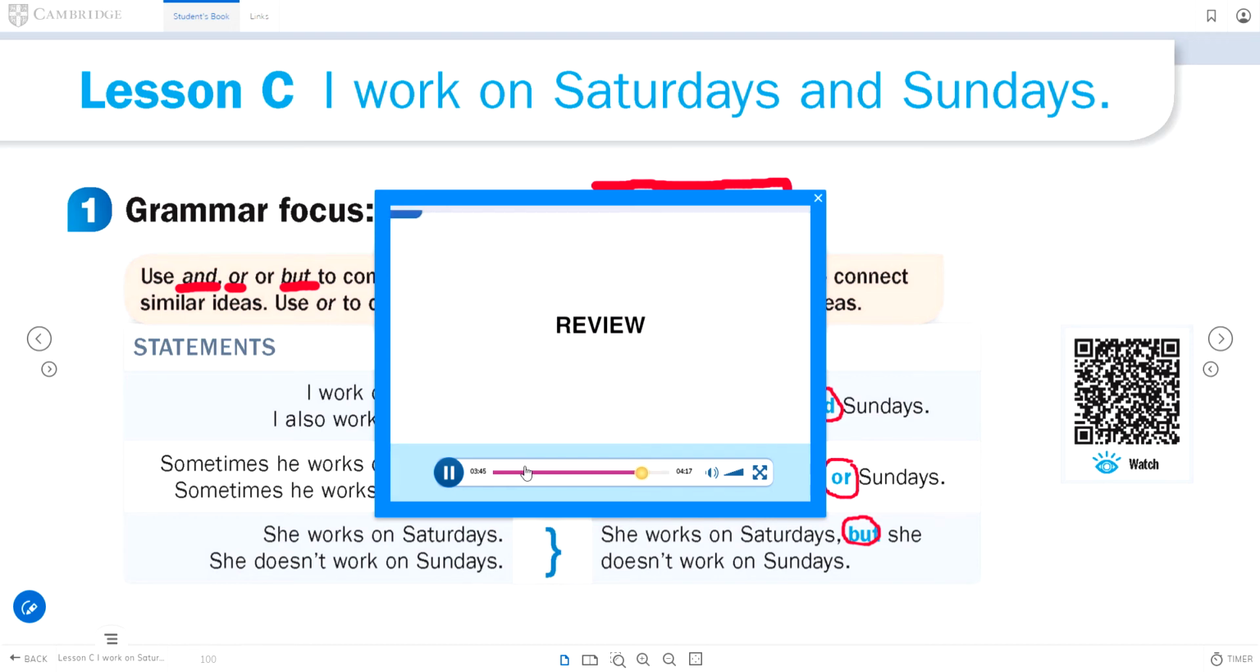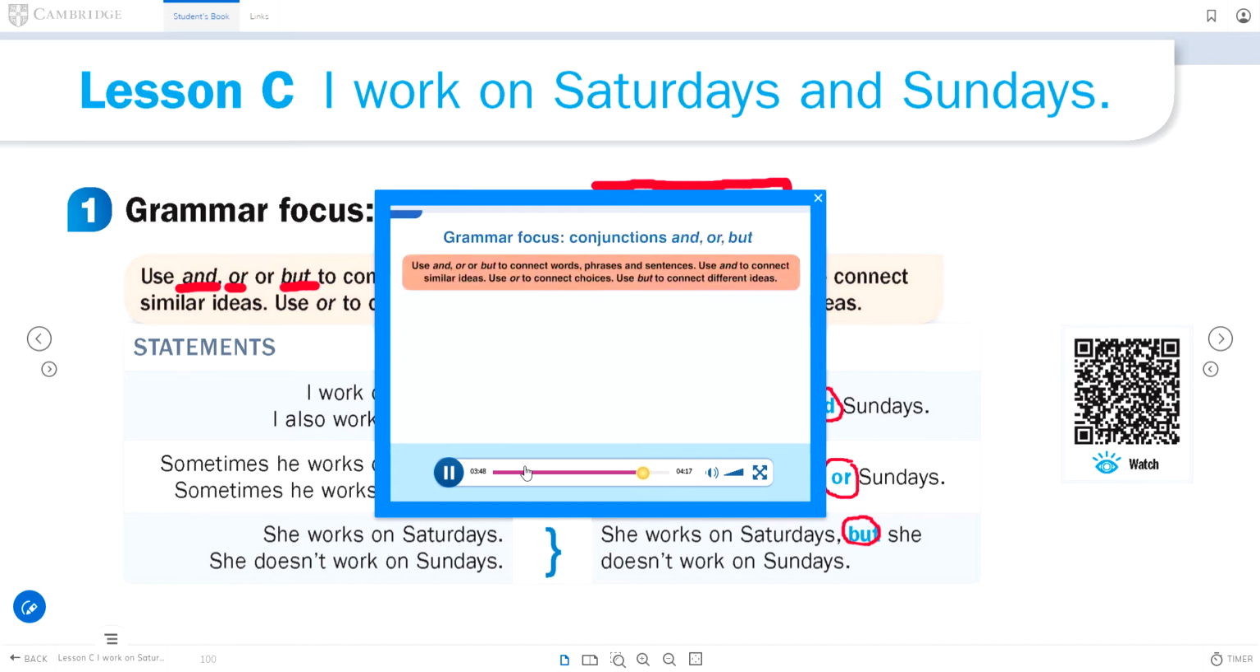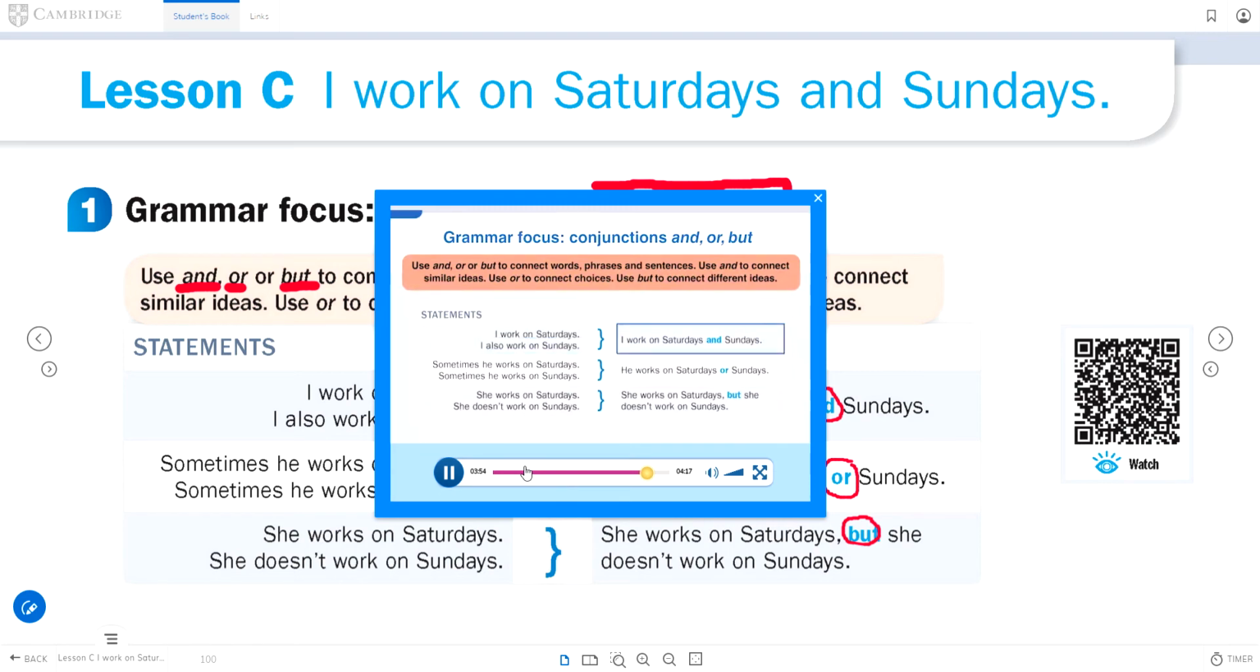Let's review. I work on Saturdays. I also work on Sundays. I work on Saturdays and Sundays. Sometimes he works on Saturdays. Sometimes he works on Sundays. He works on Saturdays or Sundays. She works on Saturdays. She doesn't work on Sundays. She works on Saturdays, but she doesn't work on Sundays.